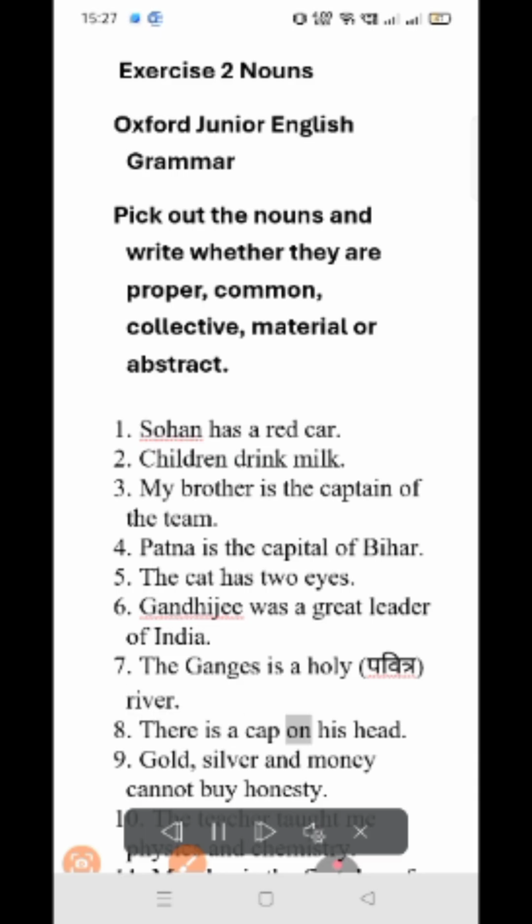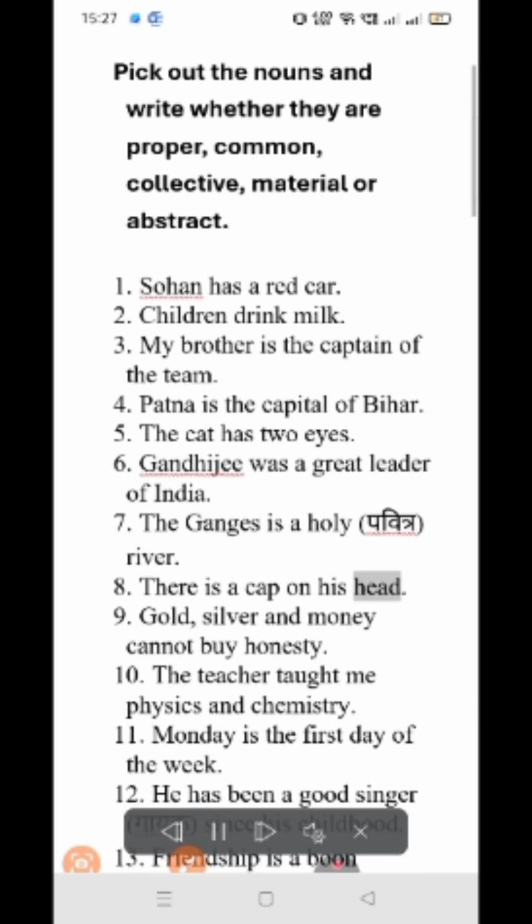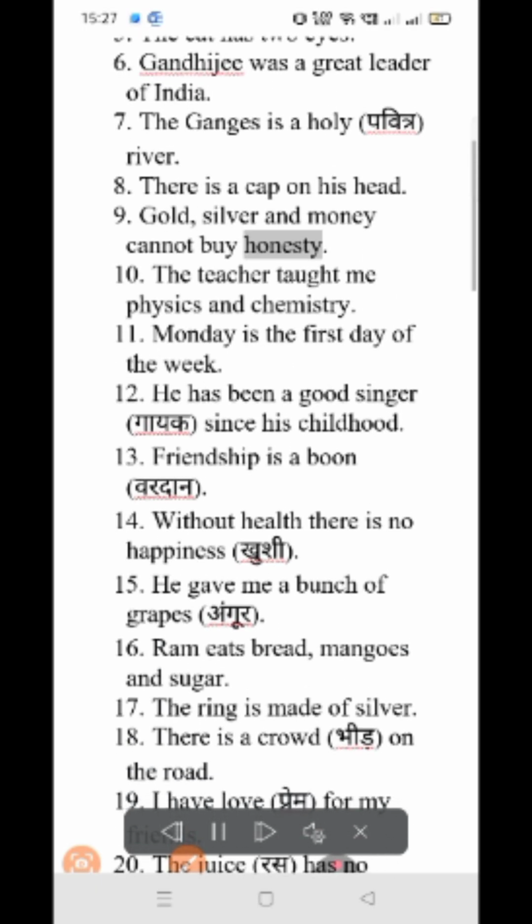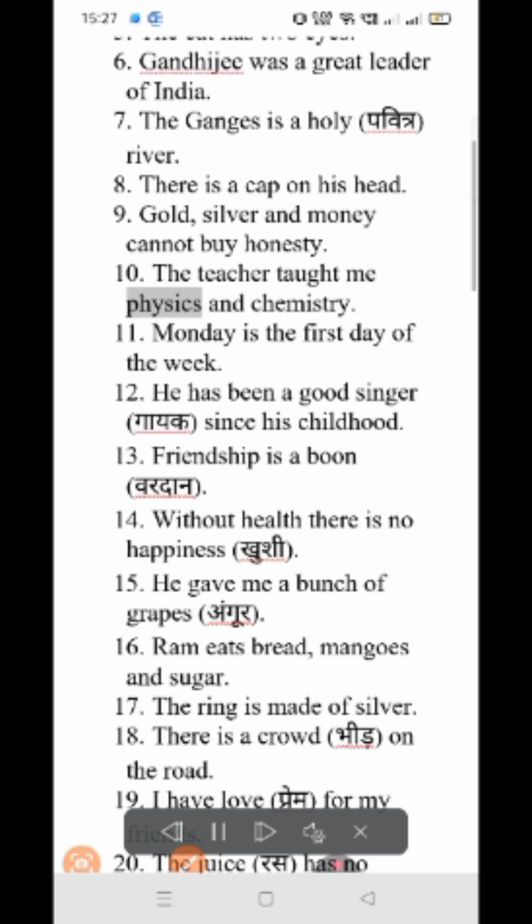There is a cap on his head. Gold, silver, and money cannot buy honesty. The teacher taught me physics and chemistry. Monday is the first day of the week. He has been a good singer since his childhood.